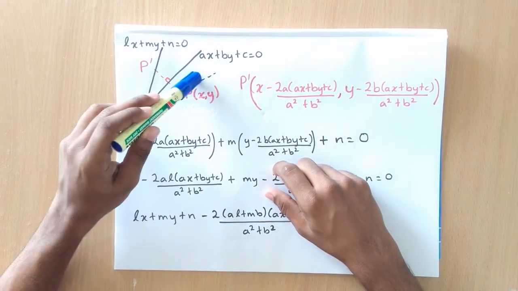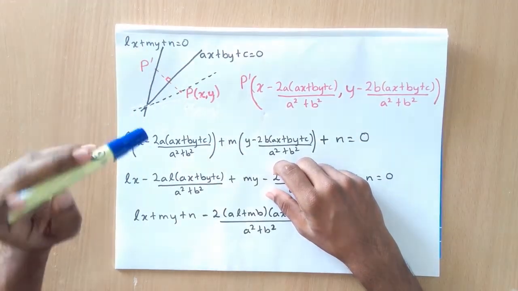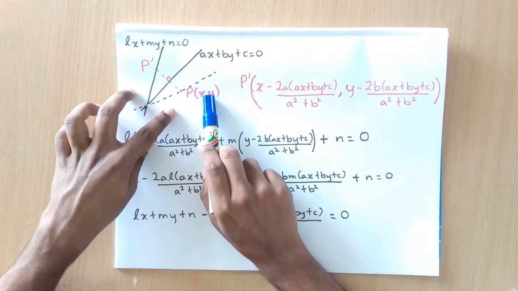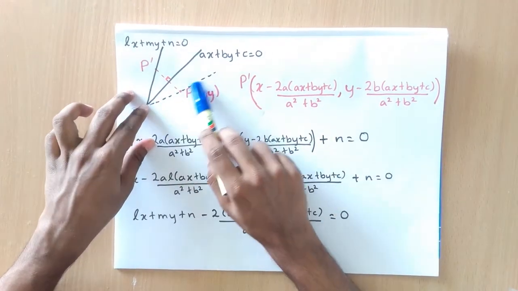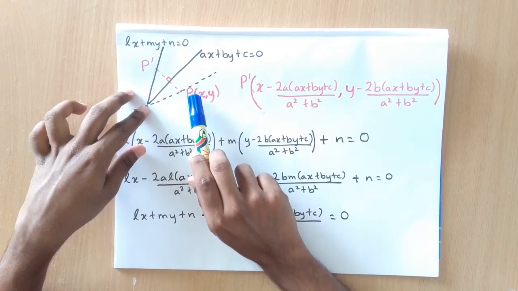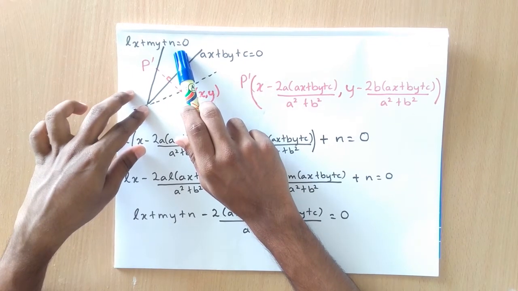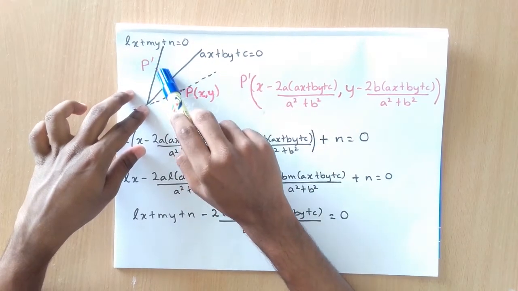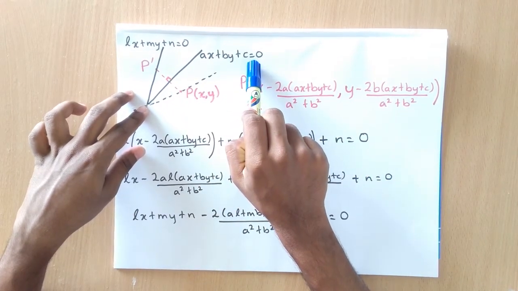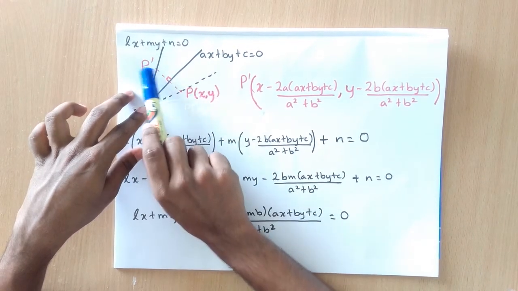Let this dotted line be the image of this straight line Lx + my + n = 0. And also let the point P(x, y) be any random point on this image. Since the point P is on the image, the image of P will lie on the straight line Lx + my + n = 0 and also on the line that is perpendicular to Ax + by + c = 0. Let the image of P lying on this straight line be P dash.